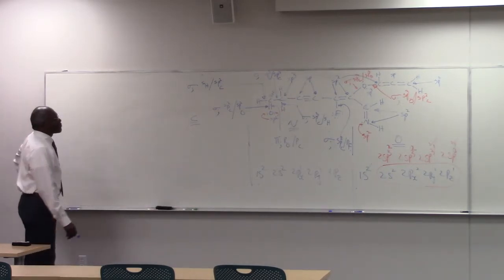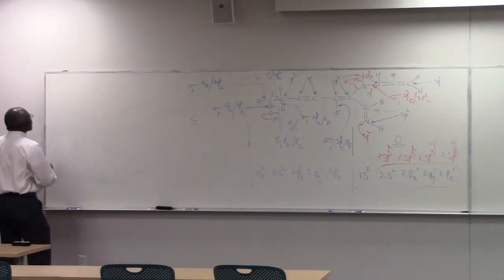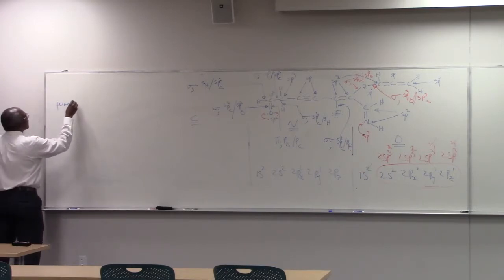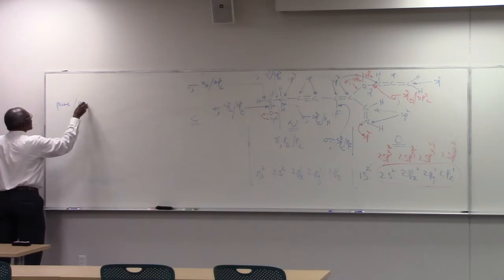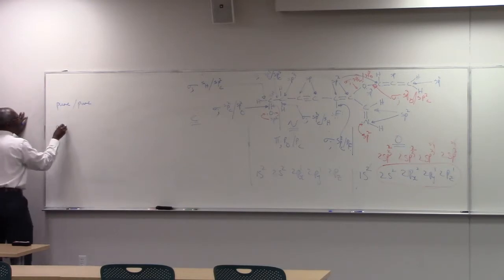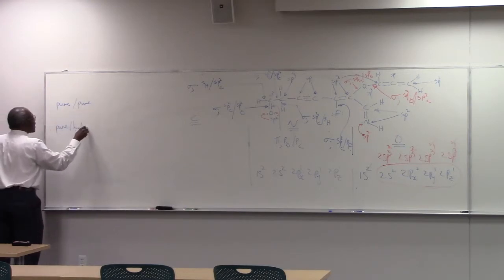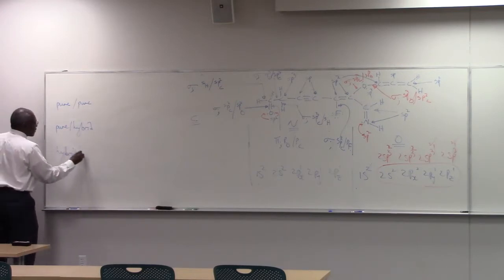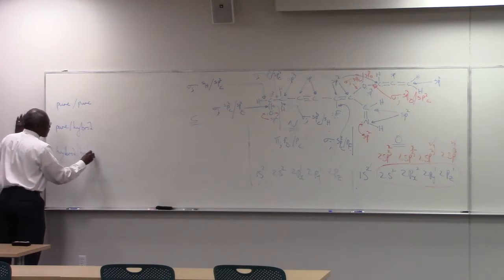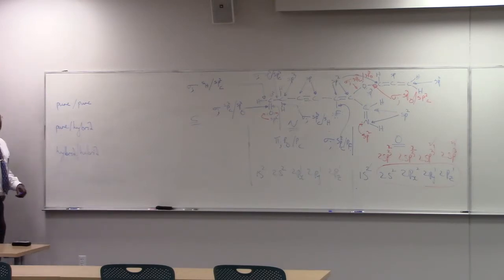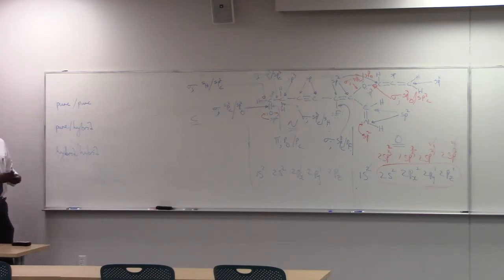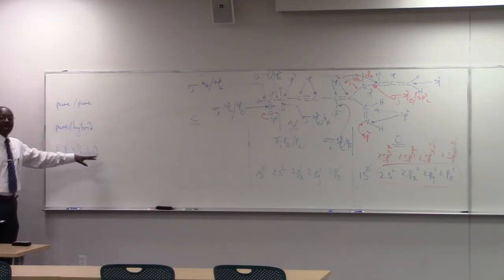Which brings up another interesting question. So I'm going to ask you to give me an example of a bond formed by pure overlap, pure hybrid overlap, and by hybrid overlap. So give me an example of a bond that's formed by pure overlap, by pure hybrid overlap, and by hybrid.